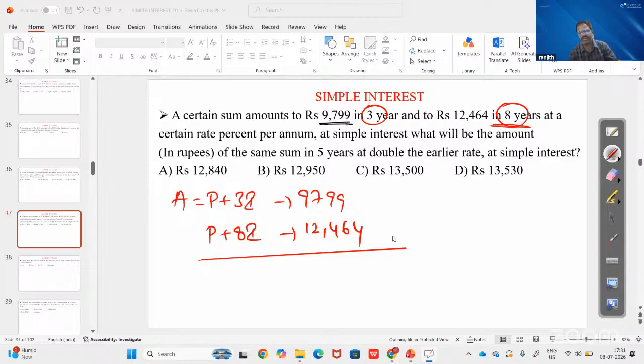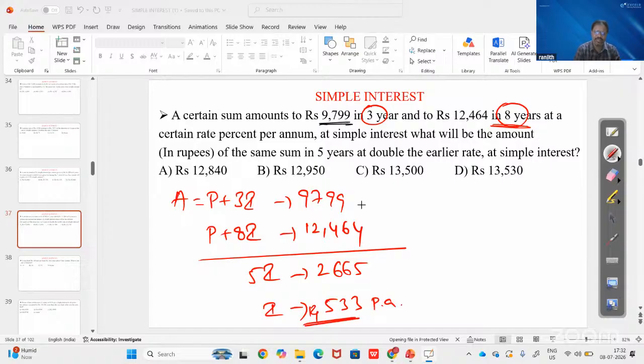Now we need to subtract 12,464 minus 9799. So what is the value in difference of 5 years where principal is always same? 12,464 minus 9,799 will be equal to 5 years' interest. So difference equal to 2,665. So interest is same for each and every year. So that will be equal to 2,665 divided by number of years, 5, will be equal to 533. So interest per annum will be equal to 533 rupees.